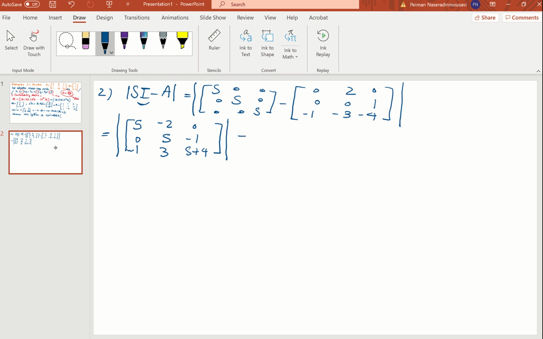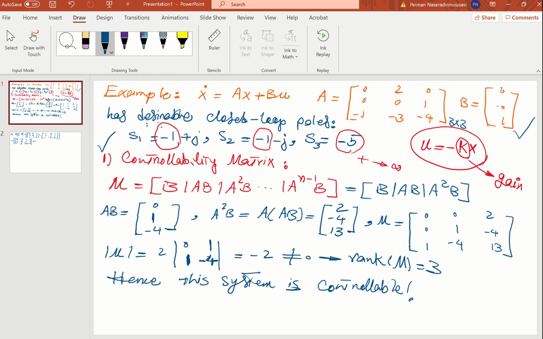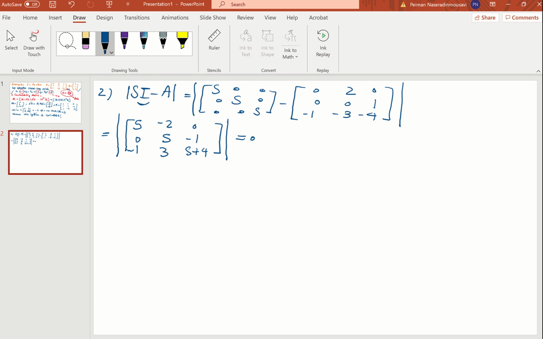Bingo, determinant of this. That's right. Let me double check the numbers. Right. So determinant of this is very easy. It's going to be S in the cofactors of this: S, -1, 3, S plus 4.